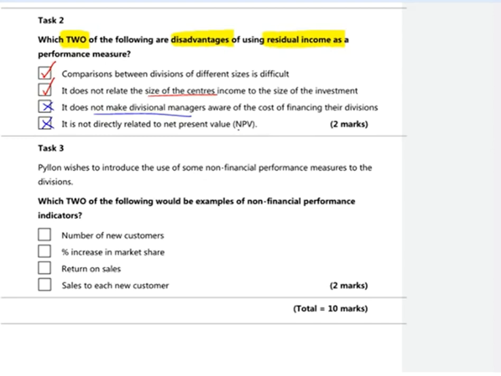So that leaves us with the final 2 marks in task 3, looking for some non-financial performance measures. Hopefully the number of new customers and the percentage increase in market share jumped out as both being non-financial, whereas return on sales and the sales revenue to each customer would both be measured in financial terms. So we might be looking in dollars or pounds or euros. So we cannot include those.